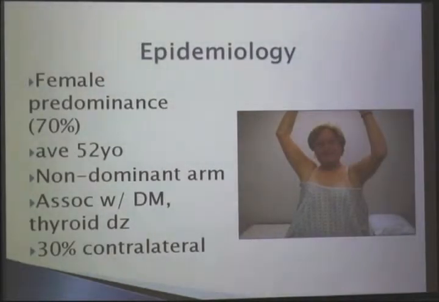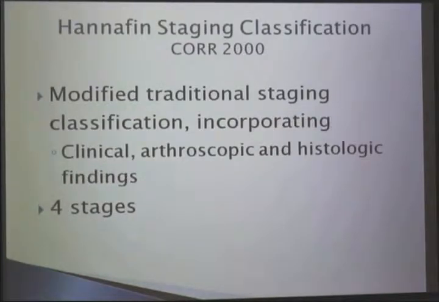This is a typical poster child: female predominance in most of these patients, average age 52, and it's the non-dominant shoulder. There's an association, although it's not causal, with diabetes and thyroid disease, and a third of these patients will develop this problem in the opposite shoulder, although rarely at the same time.